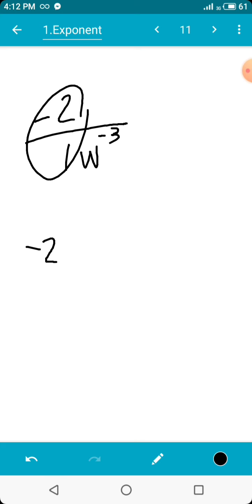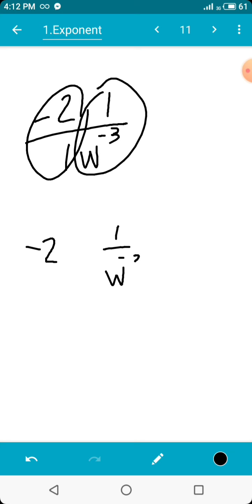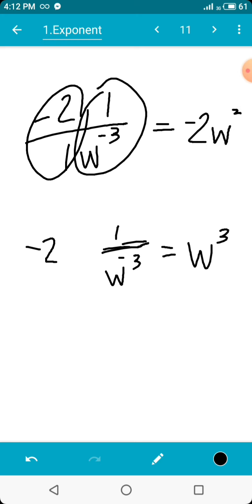Tama? And then, yung variable natin, wala siyang katapat dun sa numerator. So, matik 1 siya. So, it will become 1 over w raised to 3. So, again, yung rule natin dito, kapag meron tayong negative exponent na nasa denominator, it will just be, what? It will just become positive. Okay? So, to simplify this, we have negative 2w cubed. Okay?